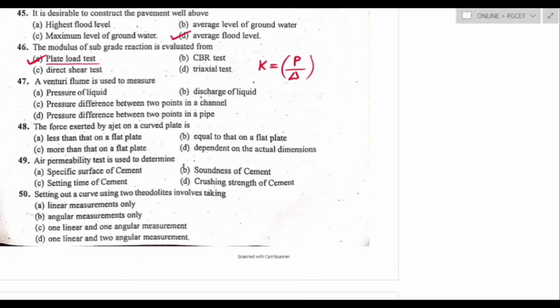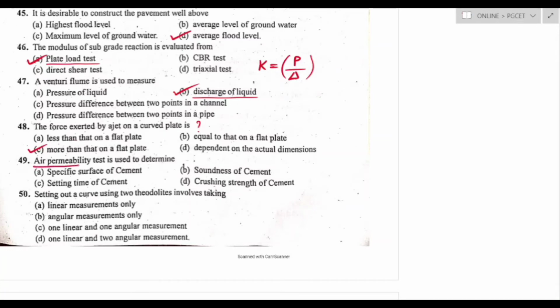In question number 47. A Venturi flume is used to measure discharge of the liquid. That is option B is the right answer. Venturi flume is a device used for the measurement of very large flow rates such as river flow. So B will be the right answer. Question number 48. The force exerted by a jet on a curved plate is more than the flat plate. Option C is the right answer.